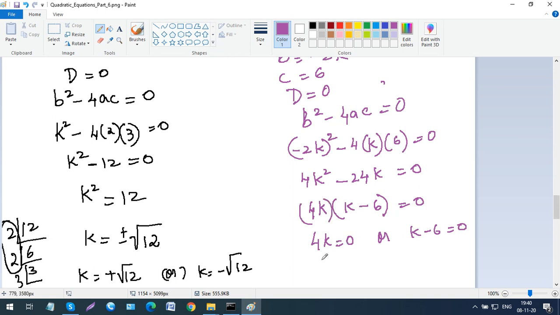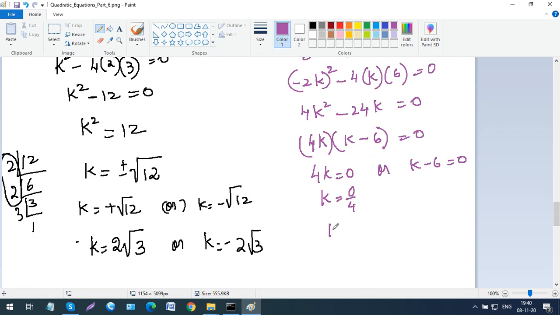Then I get k equals to 0 by 4, or I can have k equals to 0. 0 divided by 4 is 0, or k is equals to 6. Understood? So these are the answers for this. Alright, now come to the next question.